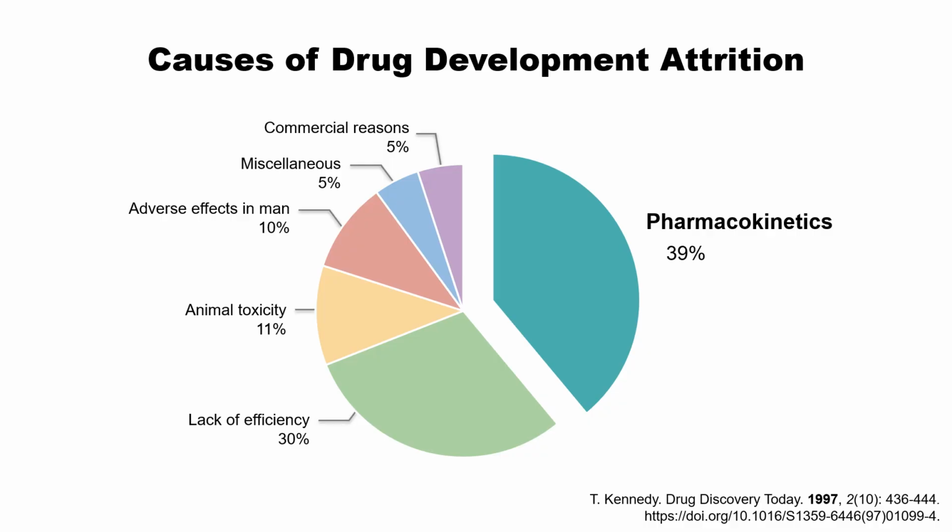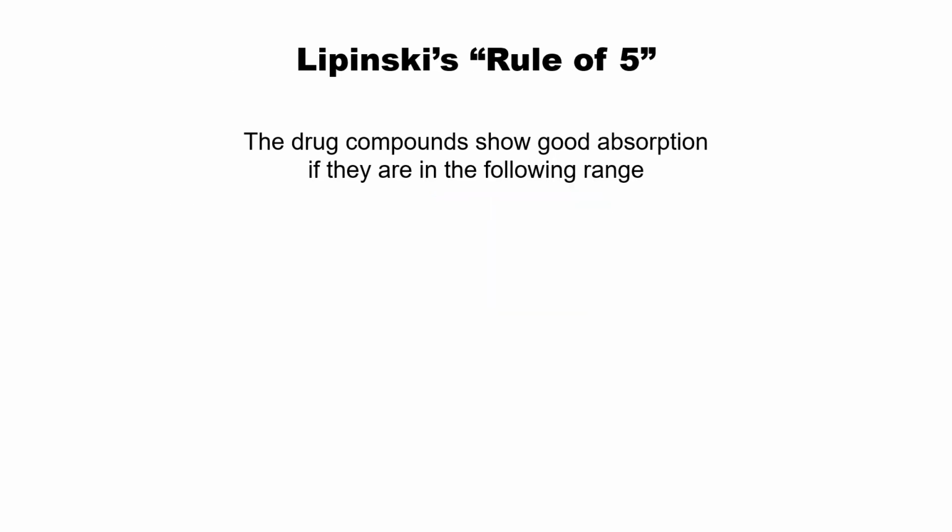In drug development, if they analyze the reasons why drug development failed, 40% of them are pharmacokinetic issues, 10% is animal toxicity, and 30% is efficacy issues. To systematically understand the pharmacokinetic properties of drug molecules, Lipinski collected thousands of marketed drug compounds and analyzed their properties. And he found an interesting trend.